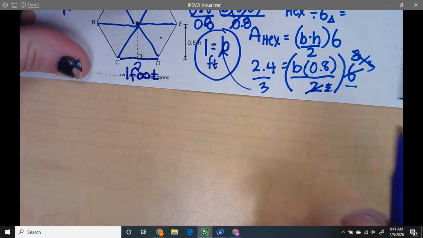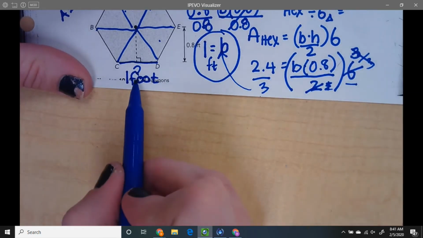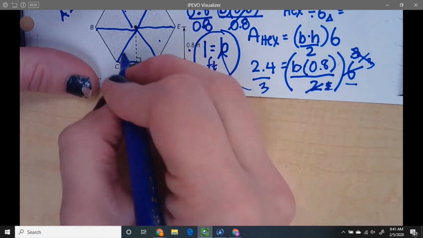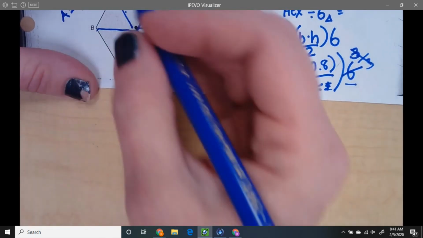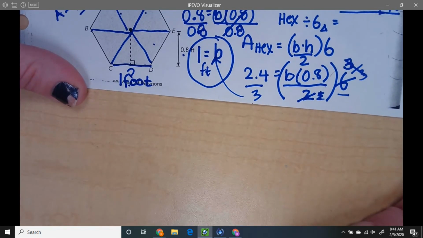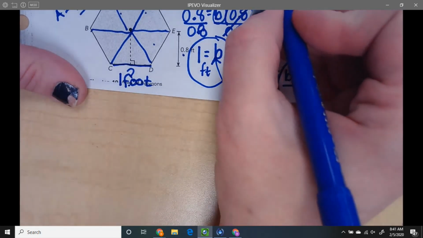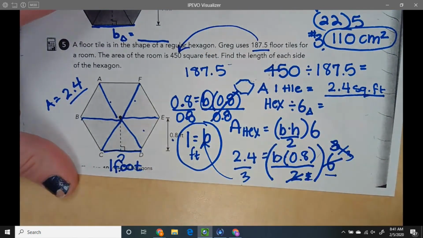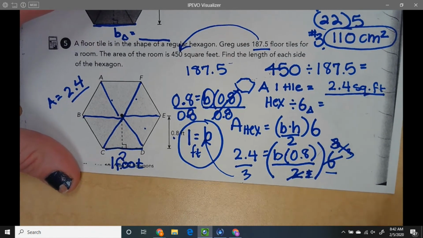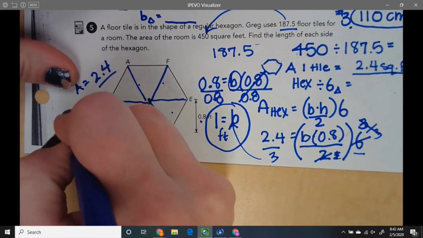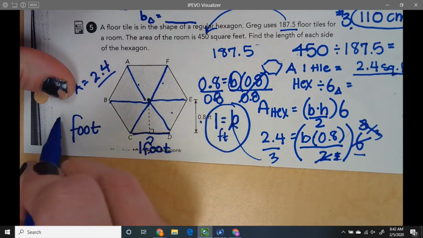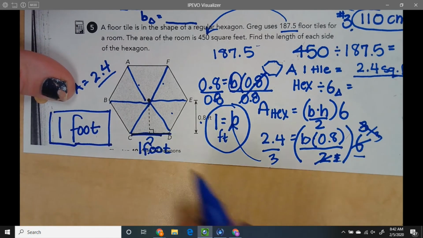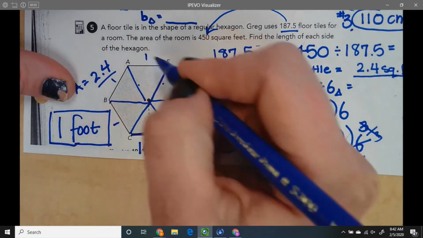And then you can work the other direction. You could do 1 times 8/10 would be 8/10 divided by 2. Find the area of the triangle and then multiply it times 6, and you should get the area of the hexagon. And then you'd multiply it times the 187 and 5/10 to make sure it matched the total area of the room. But your answer overall for number 5 should be that the side length of the hexagon is 1 foot. So all of these would be 1.